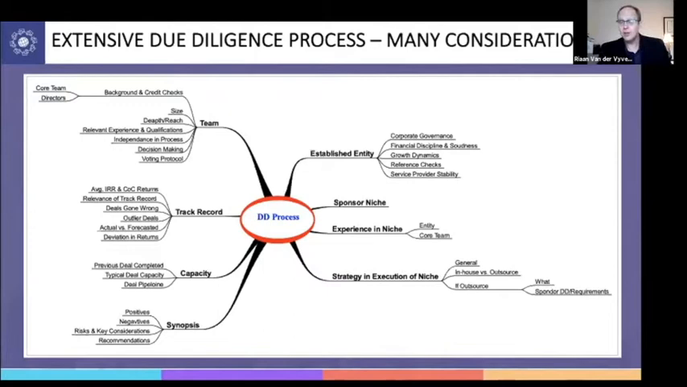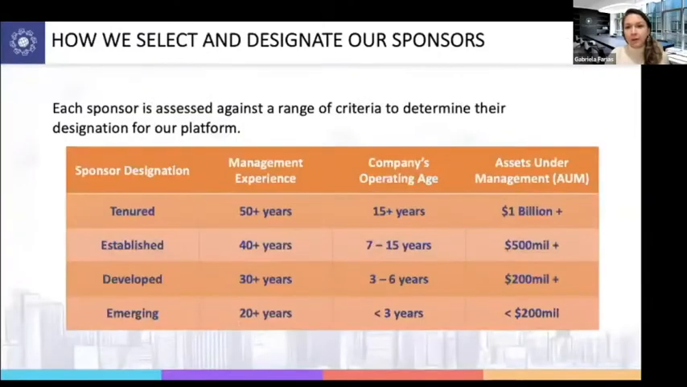So a mouthful, but hopefully we illustrated that it's quite an onerous and in-depth process, but one that's so critical, and I think speaks to the caliber of sponsors that we are privileged to call partners and have offerings with on our marketplace today.